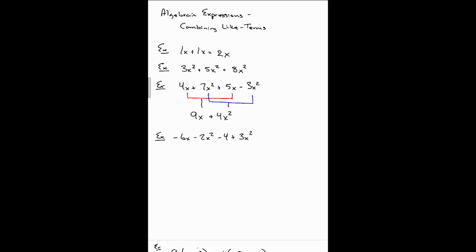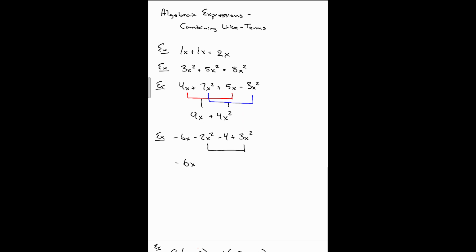So for the next problem here, we have a negative 6x minus 2x squared minus 4 plus 3x squared. So you can hit pause real quick, see what you can do to work this out, and let's see what you get. Okay, so on this one, we don't have anything else that has an x with it. We don't have any other constants in here, but we do have multiple x squared terms. So these two guys are the only things I can combine together. Everything else just comes on down for the ride.